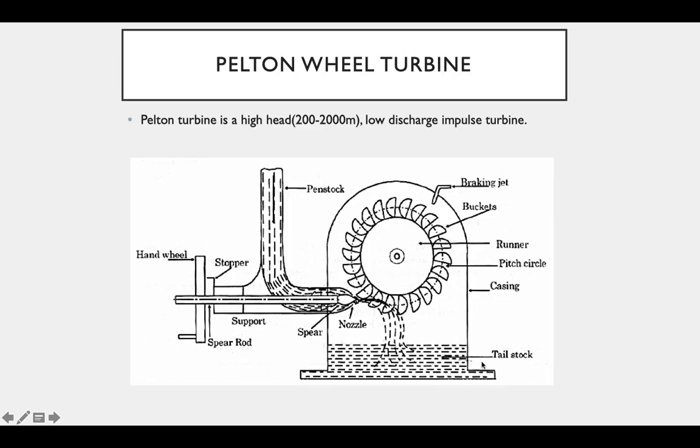Now Pelton turbine. Pelton wheel turbine. Pelton wheel turbine is a high head low discharge impulse turbine. First type of turbine, that is Pelton turbine.